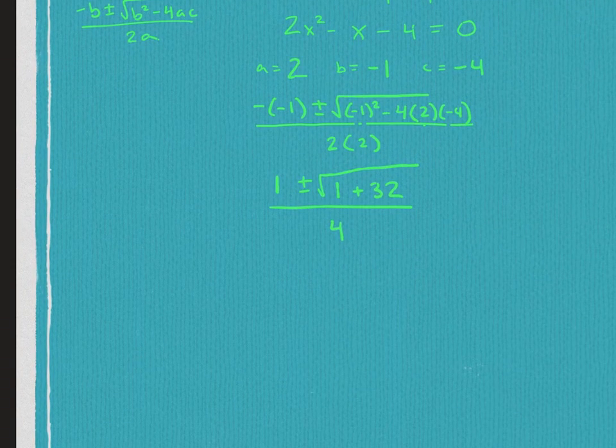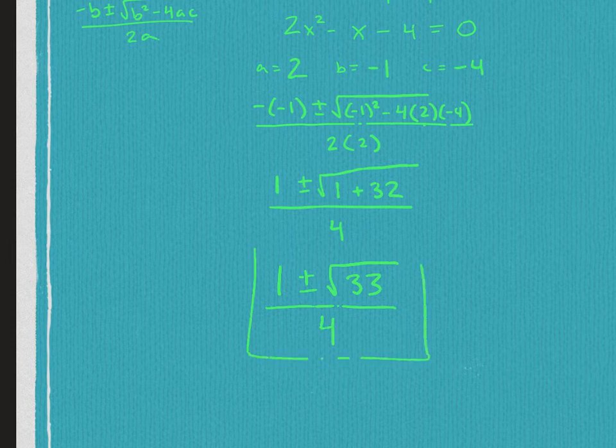So 1 plus or minus, can we simplify under the square root? What's 1 plus 32? It's a positive 32. 33 over 4. So that is our answer. So x is equal to 1 plus or minus the square root of 33 over 4.